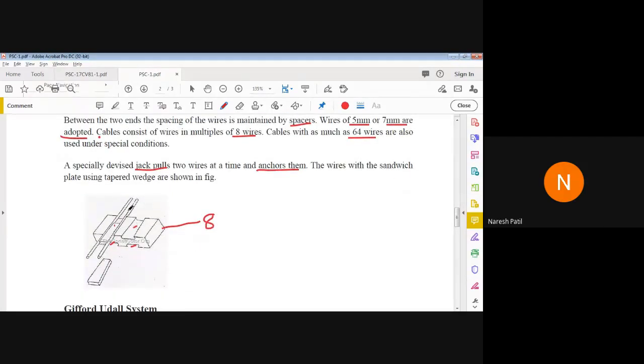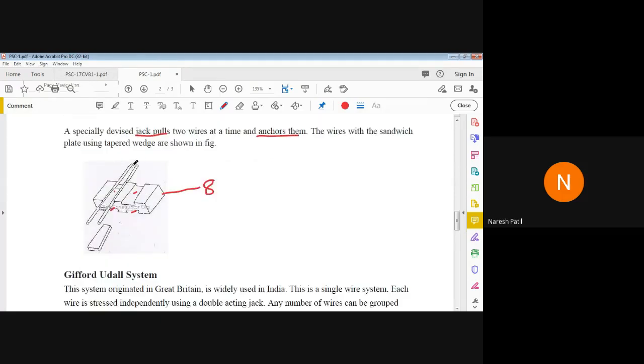What will happen here? One plate can carry a maximum of 8 wires. Okay. So what will happen? The cables will be stretched. How many cables can you stretch? Only 2 cables, not all cables. So 2 cables will be stretched, and after that this sandwich plate will be inserted here. And that will be locked inside the wedge plate.